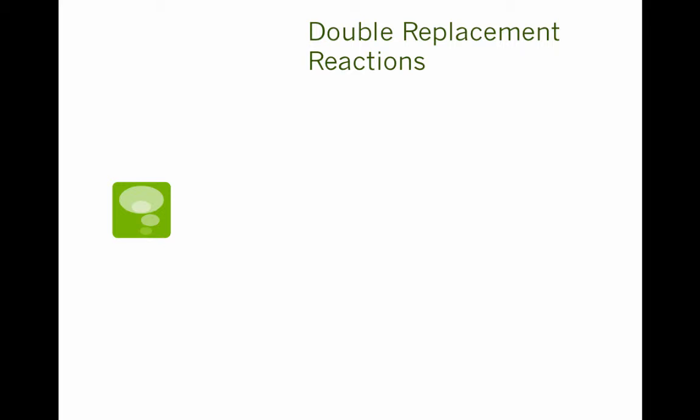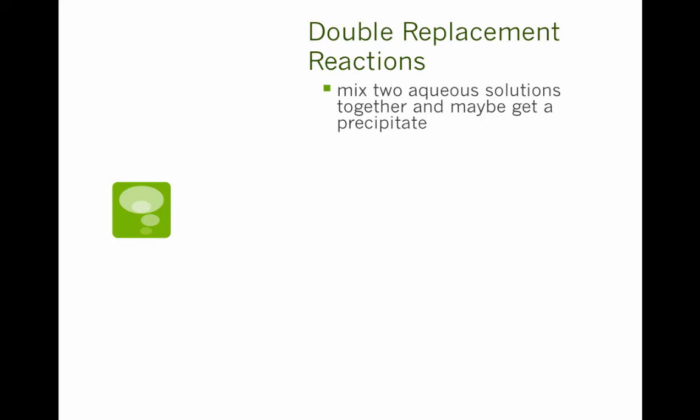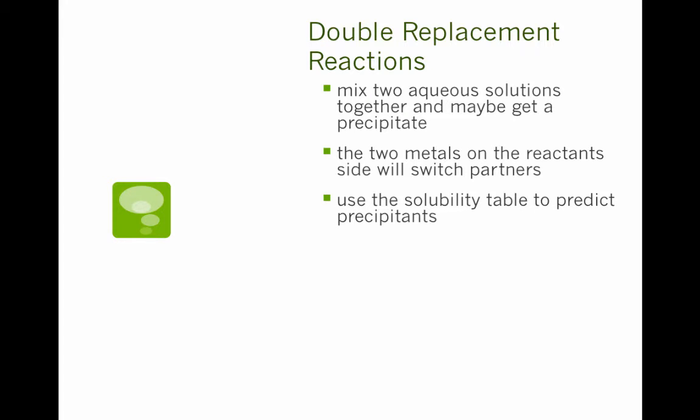Now let's move on and talk about double replacement reactions. In double replacement reactions, you're always going to mix 2 aqueous solutions together, and you might get a precipitate. The 2 metals on the reactant side will just switch partners. You'll use the solubility table that is part of your handout on the activity series to predict if there is a precipitate. So sometimes it'll stay in an aqueous solution, and sometimes it'll be insoluble and will actually precipitate out.